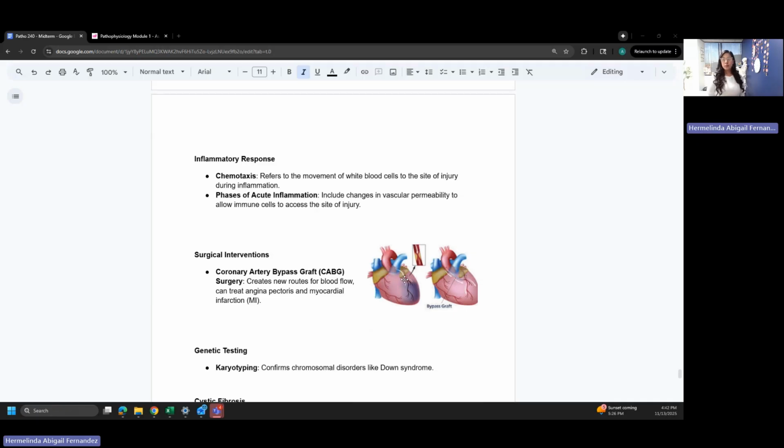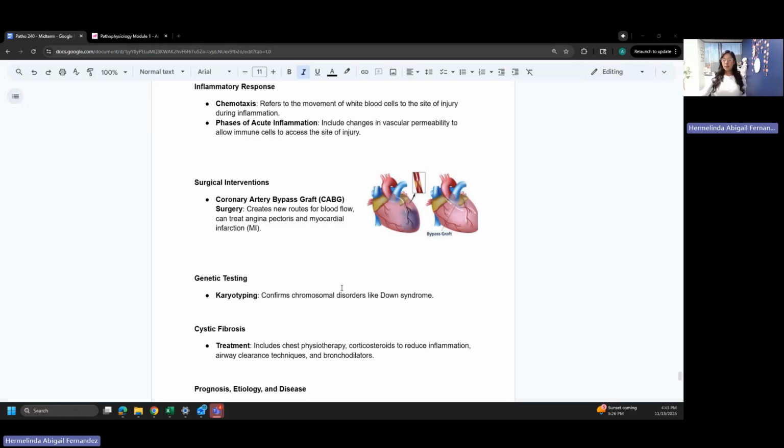Inflammatory response. So chemotaxis. This refers to the movement of white blood cells to the site of injury during inflammation. So think of your little chemo taxis. Your taxis are moving your white blood cells into that site of inflammation or injury, okay? So your little taxis are moving over to make sure everything is okay. Phases of acute inflammation. This includes changes in vascular permeability to allow that immune cell to access that site of injury.